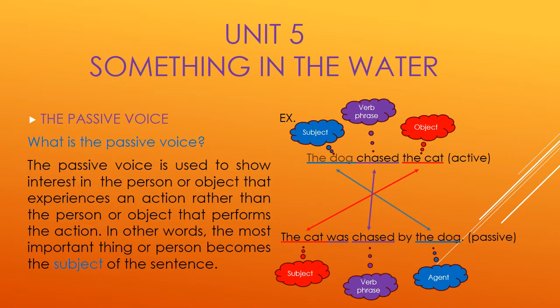As you can see in the example, you have two sentences. The first one is done in active voice. It says, the dog chased the cat. The dog is the subject, chased is the verb, and the cat is the complement. But if I change this sentence into the passive voice, the cat, which was the object, now is going to be the subject of my sentence. And I'm going to say, the cat was chased by the dog.